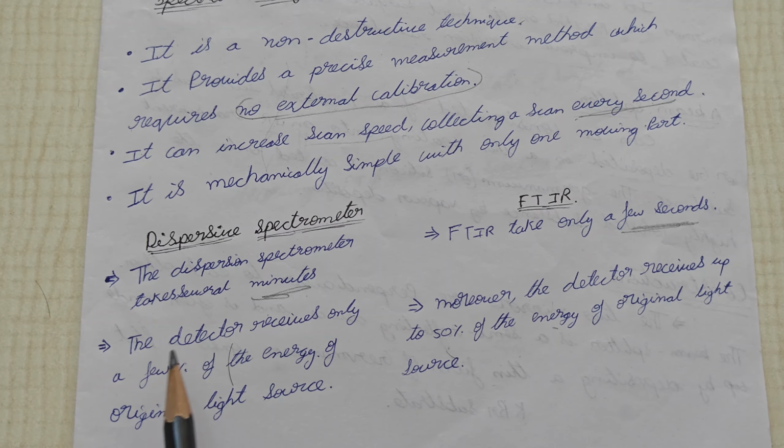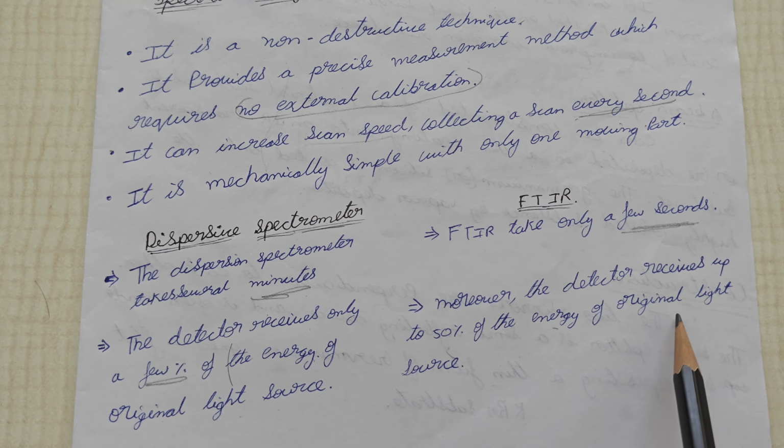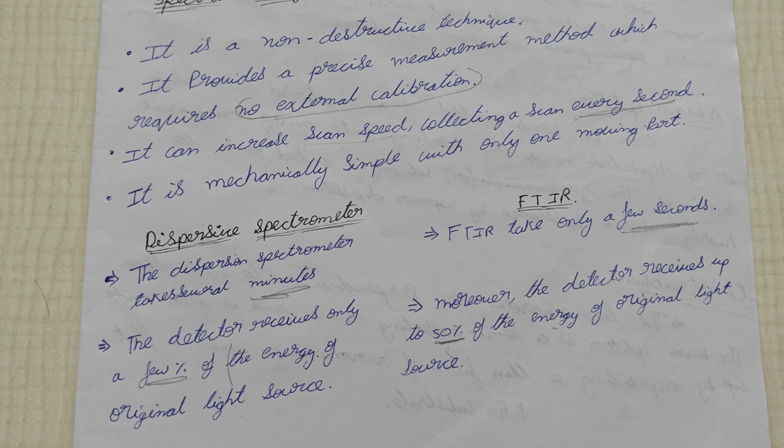Okay, here the detector receives only a few percent of the energy of the original light source. See, the main advantage is this. Moreover, in FTIR the detector receives up to 50% of the energy of the original light. See, 50% and a few percent, it's a huge difference. So we prefer FTIR over the normal IR spectrometer. I think you have understood the difference.